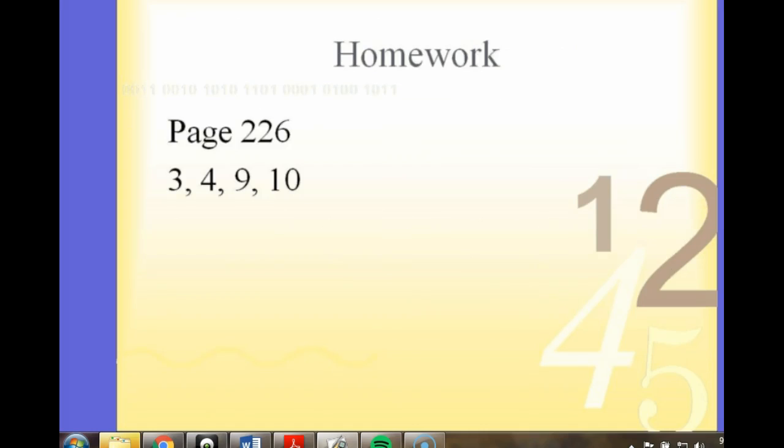Just do those 4 problems in your textbook. 3, 4, 9, 10, 2, 2, 6. I'll text it under mine too. I'll do it right now. Do you want those things?